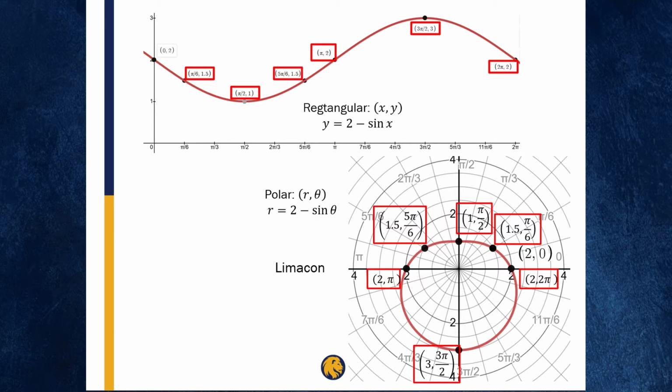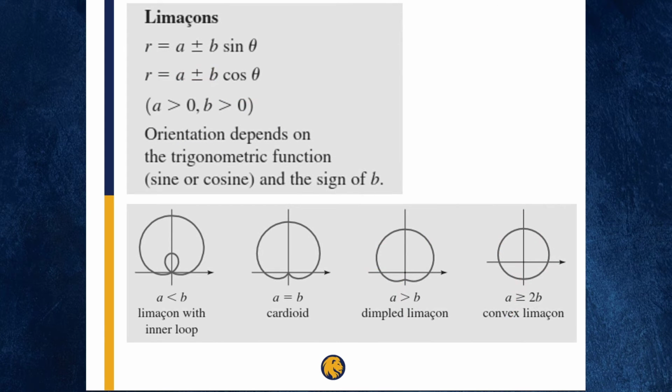This particular graph is called a limaçon. It's sort of like a circle with one part of it kind of flattened out a little bit. And so we see cardioids and limaçons in general in polar form when we have these particular types of equations, such as r equals a plus or minus b sine theta, or r equals a plus or minus b cosine theta, where a and b are both greater than 0.